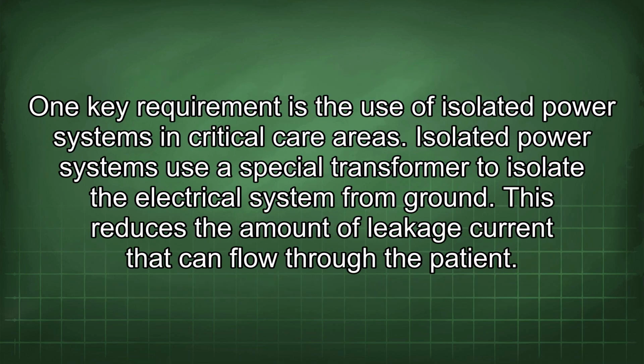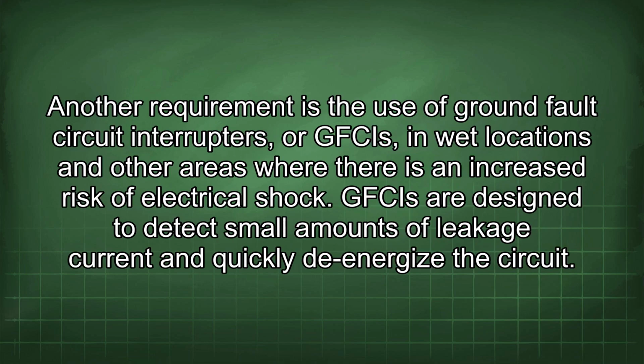One key requirement is the use of isolated power systems in critical care areas. Isolated power systems use a special transformer to isolate the electrical system from ground. This reduces the amount of leakage current that can flow through the patient. Another requirement is the use of ground fault circuit interrupters, or GFCIs, in wet locations and other areas where there is an increased risk of electrical shock. GFCIs are designed to detect small amounts of leakage current and quickly de-energize the circuit.